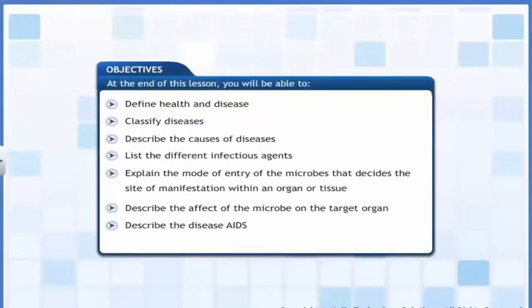This lesson gives you a better understanding of diseases and why we get them. By the end of this lesson, you will be able to define health and disease, classify diseases, describe the causes of diseases, list the different infectious agents, explain the mode of entry of the microbes that decides the site of manifestation within an organ or tissue, describe the effect of the microbe on the target organ, and describe the disease AIDS.